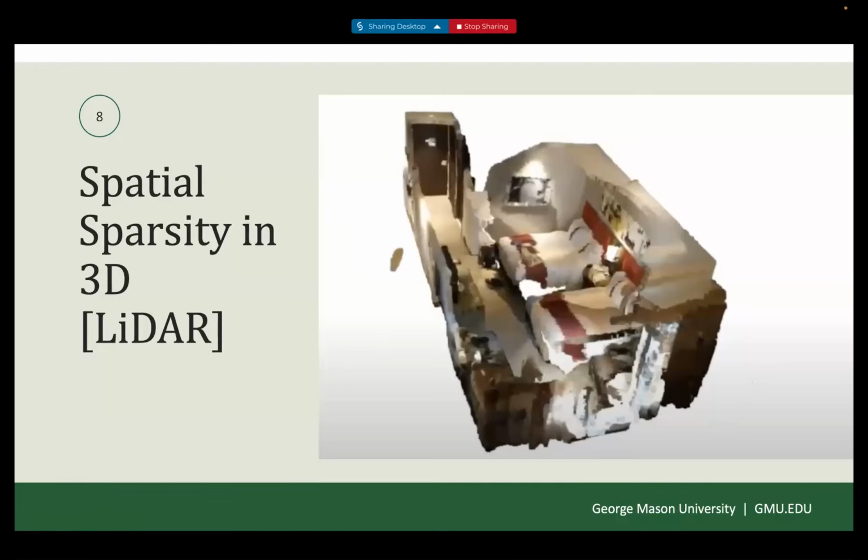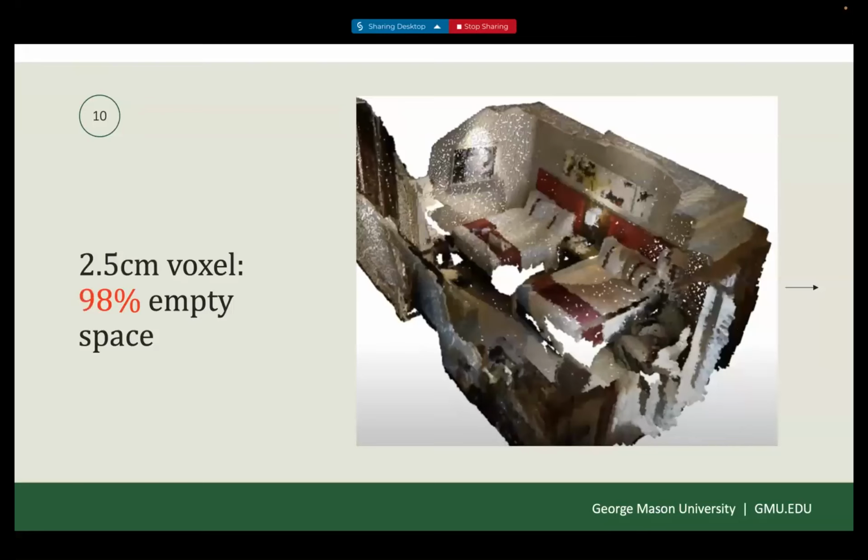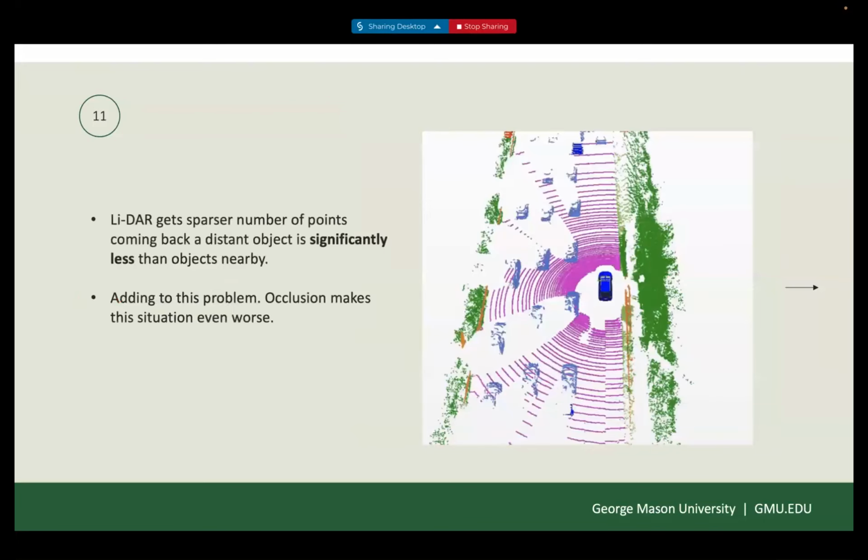Just to put this in perspective, if you take voxels of 20 centimeter length, the sparsity is like 78%, meaning 78% of the space is empty. And you lose a lot of the fine grained details of the scene. If you go to a higher resolution, like reducing the cube size to 2.5 centimeter voxels, 98% of the space is empty, right? So if you start convolving in this space, you will convolve zeros 98% of the time, which is a waste of computation, right?